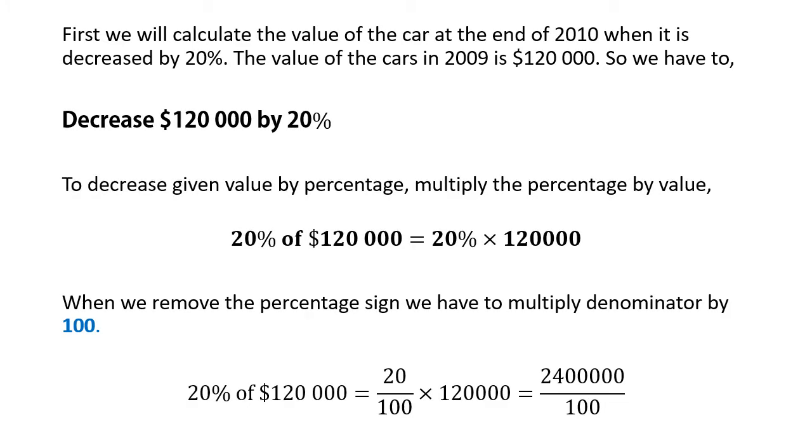First, we will calculate the value of the car at the end of 2010 when it is decreased by 20%. The value of the car in 2009 is $120,000. So we have to decrease $120,000 by 20%. To decrease a given value by a percentage, multiply the percentage by the value as shown. When we remove the percentage sign, we have to multiply the denominator by 100 as shown.